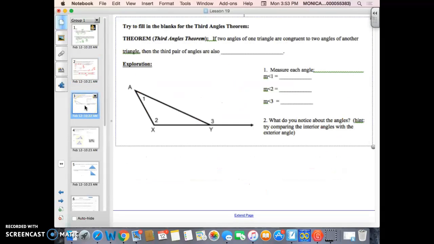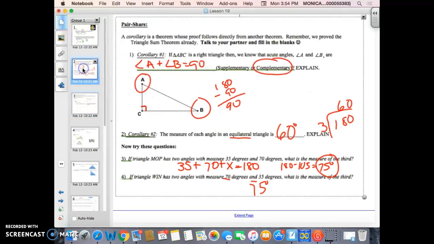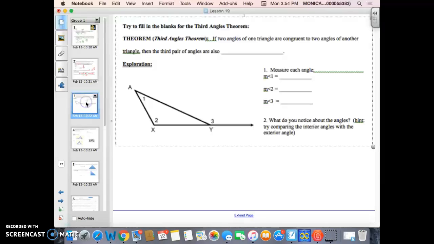Seems like you're kind of pointing out the obvious, right? So we're going to fill in the blanks. This is called the third angles theorem. So if you know 2 angles in one triangle, like we know 2 angles in one triangle here, 35 and 70, and we know 2 angles in a second triangle, then you know that the third angles are also going to be congruent to each other.